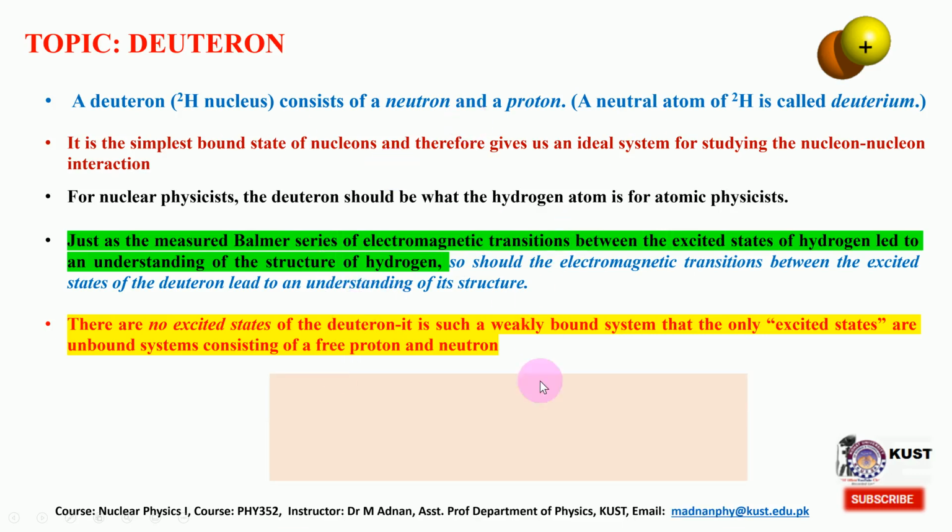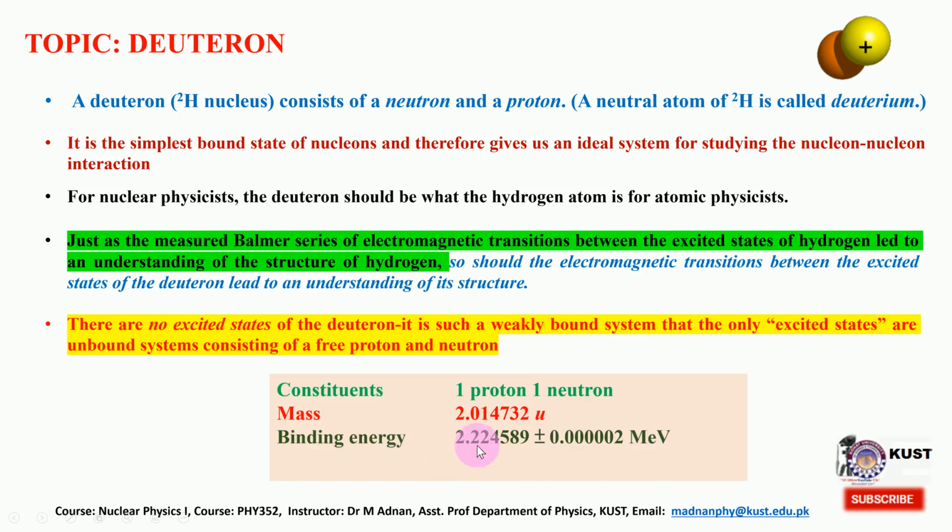So the various parameters that are well tabulated regarding the deuteron: deuteron consists of one proton and one neutron. The mass is 2.014 in atomic mass unit. The binding energy is 2.2 mega electron volt. And the interesting thing is that deuteron does not have any excited state.